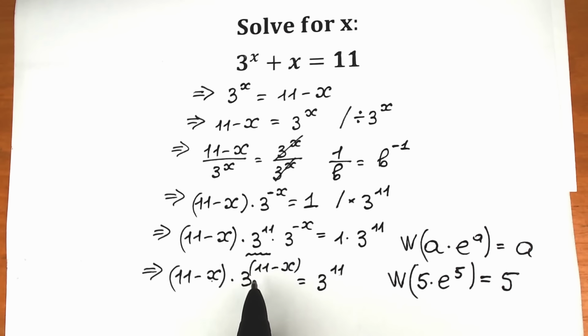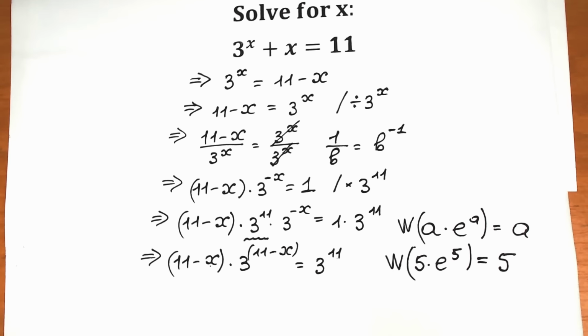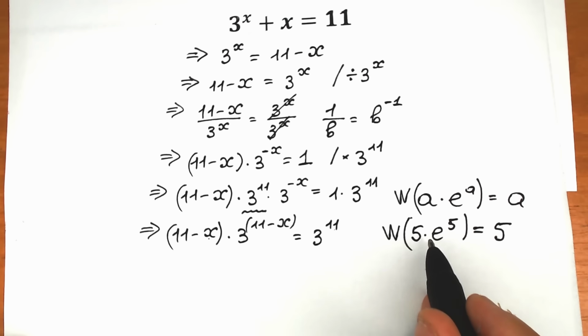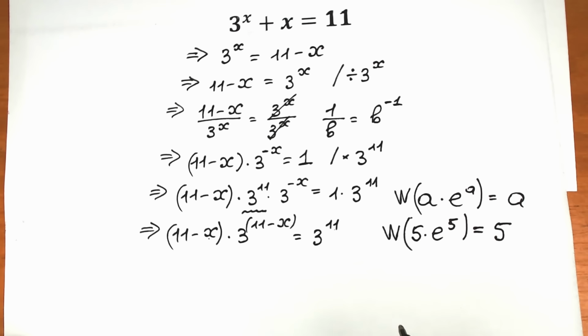We have 11 minus x and 11 minus x, but we have 3. We need to have e right here. So as you can see, we don't have this expression that is really important for us in terms of the Lambert W function. Right now, let's think a little bit how we can create this e right here, because we have 3. How can we create this e?